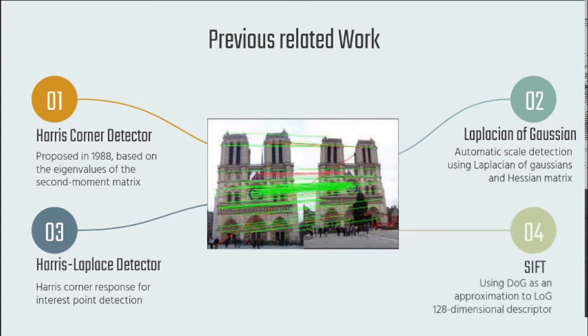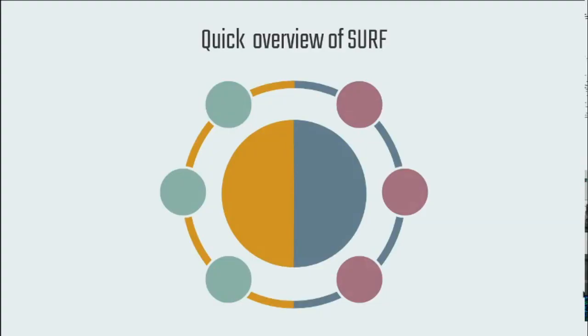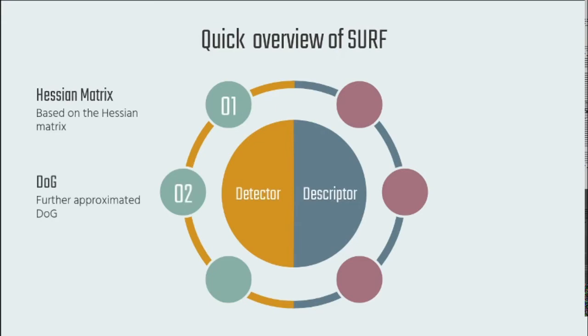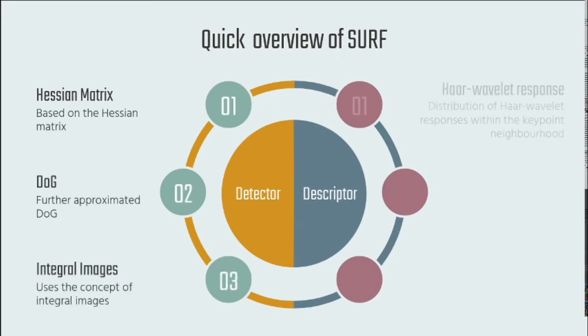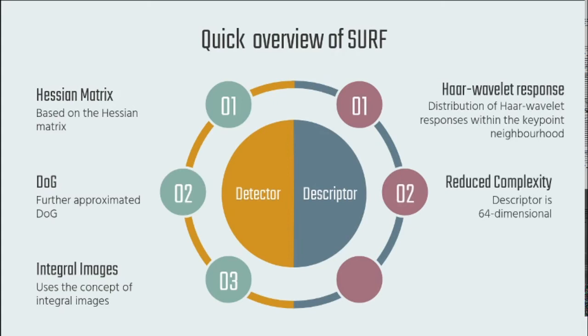And lastly, the fourth is the SIFT algorithm. This is the most widely used technique. It approximates the Laplacian of Gaussian as a difference of Gaussian, and it reduces the computation cost drastically, but its only disadvantage was its 128 dimensional descriptor. Here is a quick overview of how the SURF algorithm works. As said before, we'll have two parts, detector and descriptor. In the detector, we'll discuss the Hessian matrix, difference of Gaussian and integral images, and in the descriptor, we'll discuss Haar wavelet response, reduced complexity, and the sign of Laplacian.